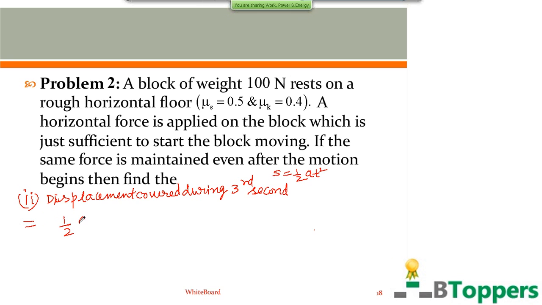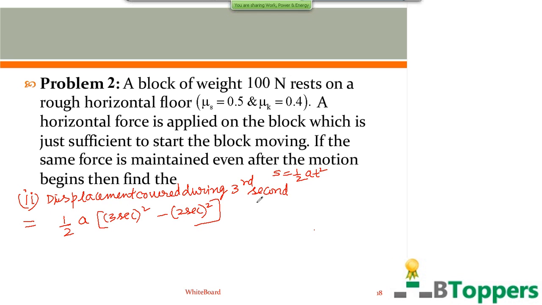Displacement covered in 3 seconds can be found by substituting t equal to 3 seconds. Displacement covered in 2 seconds can be found by substituting t equal to 2 seconds. That means half a into 3 seconds square minus half a into 2 seconds square. I have taken half a common outside.